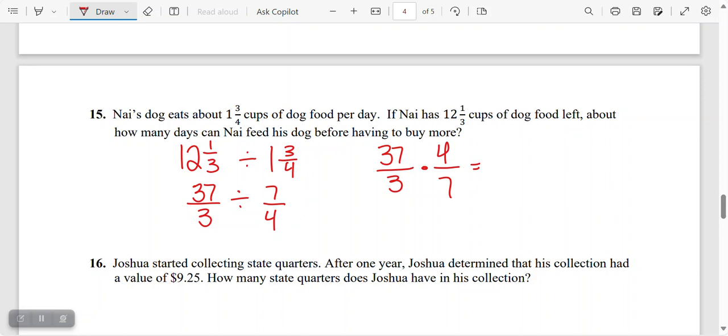This one's kind of ugly. Can't cross cancel anywhere. I don't know what 37 times 4 is. 148. So 148 over 7 is how many days he can feed his dog. That's kind of a weird way to write that answer, right? I would accept that. It is improper. It is reduced, though. 7 does not go evenly into 148, I don't think.